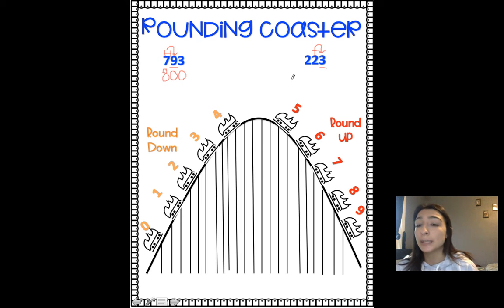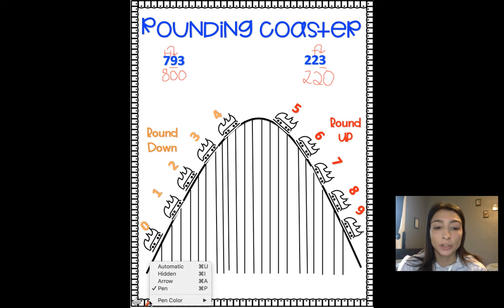So I know that we're going to keep everything the same besides the 3. So since we are rounding to our tens place, our hundreds place always stays the same. Our tens place, that's the one we have to decide if we are changing. But since our 3 is rounding down, we're going to keep it at a 2. And our 3 becomes a 0.